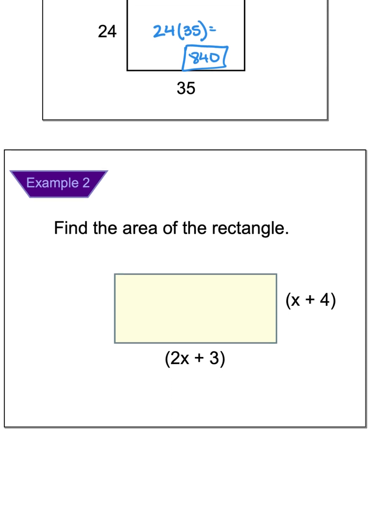Okay, so in example 2, if we have to find the area of this rectangle, now all of a sudden we have to multiply 2x plus 3 times x plus 4. And now all of a sudden it gets a little bit more complicated because we have a binomial, remember, 2 terms, times a binomial, 2 terms. We need to figure out how we can multiply these together.